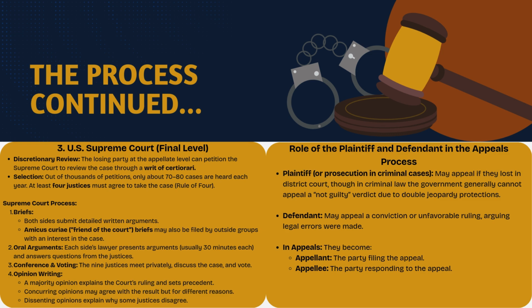And then just to go over the role of the plaintiff and the defendant in the appeals process. So the plaintiff, or the prosecution in a criminal case, may appeal if they lost in district court, though in criminal law, the government generally cannot appeal a not guilty verdict due to double jeopardy. And then the defendant may appeal a conviction or unfavorable ruling, arguing legal errors were made. And in appeals, they become the appellant and the appellee instead of the plaintiff and defendant.